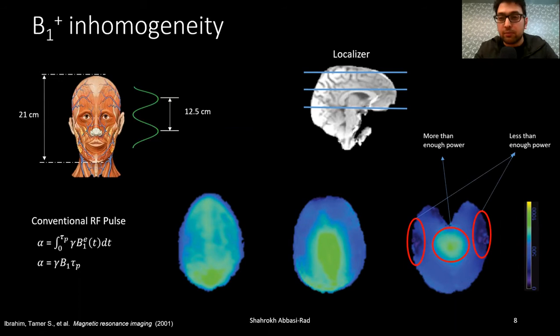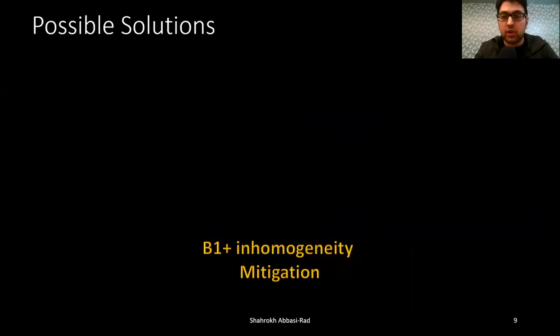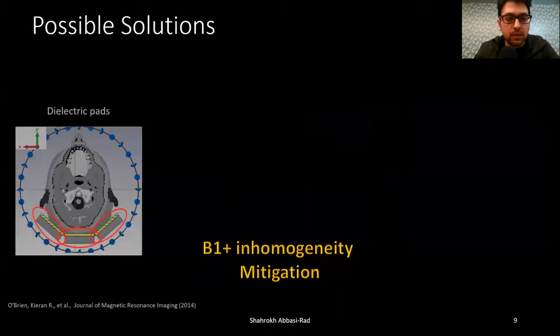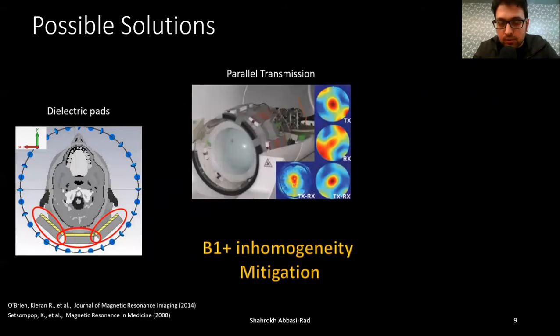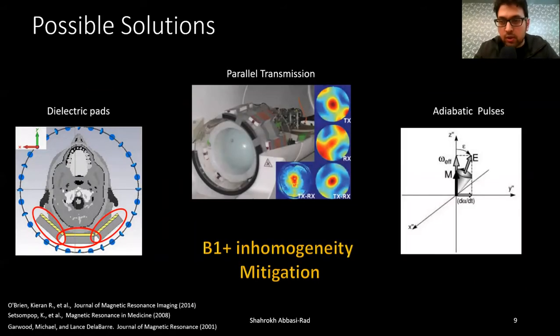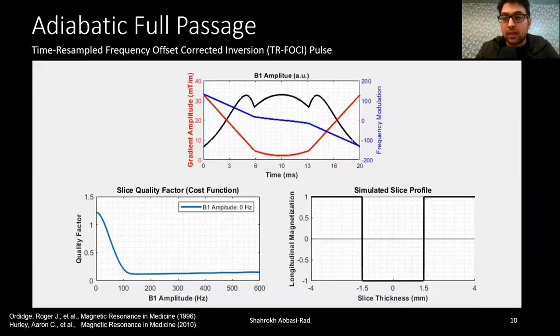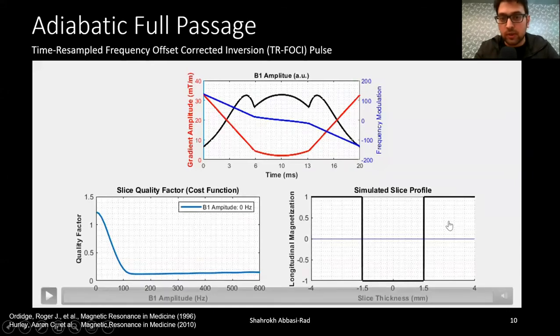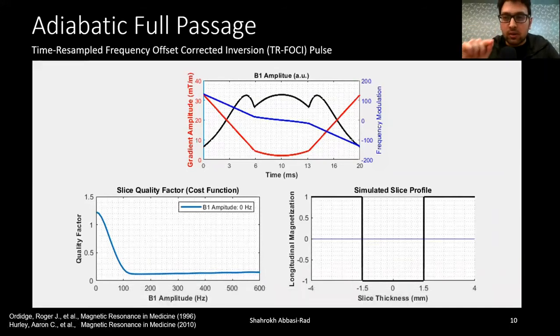So among different possible solutions of solving the inhomogeneity problem, like dielectric pads, parallel transmission, and adiabatic pulse, I chose adiabatic pulse because it didn't need any additional hardware. And among the plethora of adiabatic pulses, I chose TR FOCI. You can see the waveform of the TR FOCI here. And in this slide, I'm going to show you why TR FOCI is robust to B1 inhomogeneity.